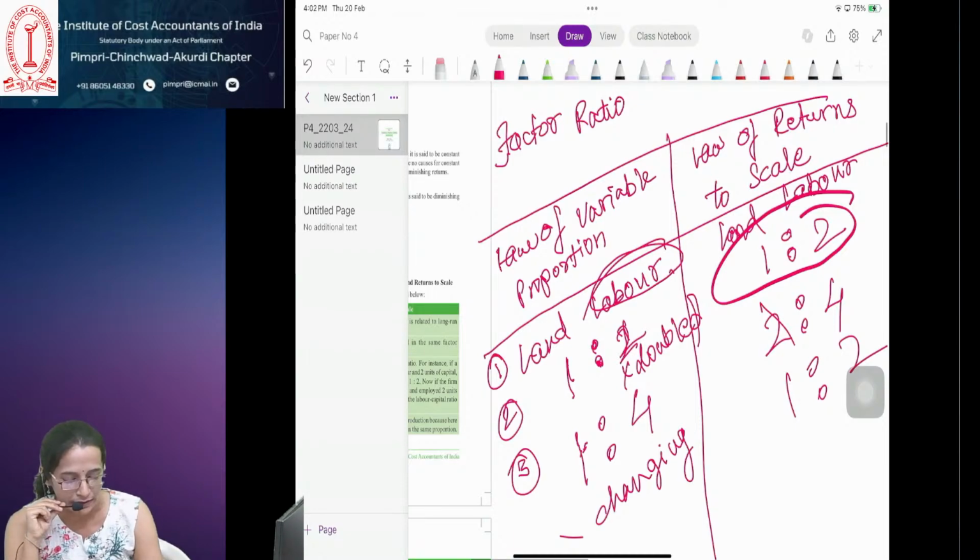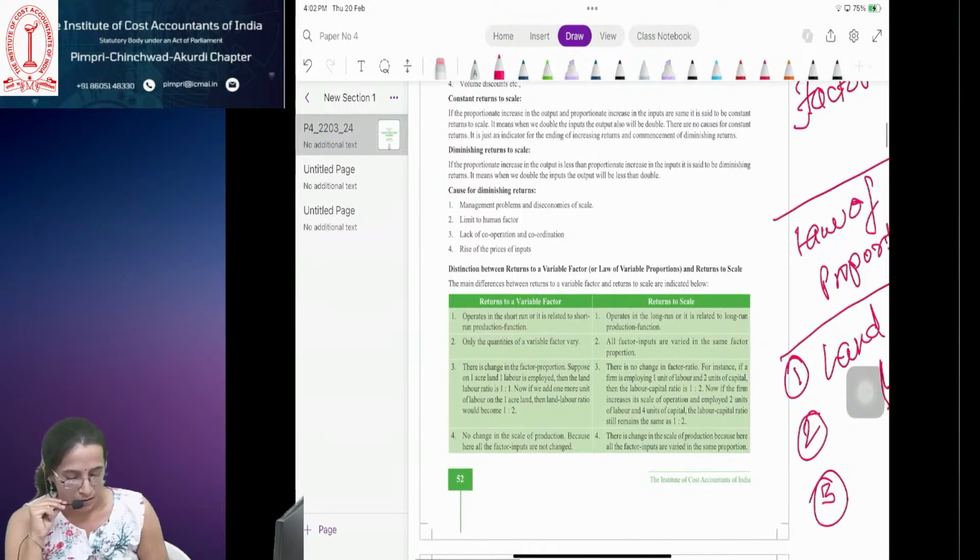Now we will read these differences. Distinction between returns to a variable factor and returns to scale. The main differences between returns to variable factor and returns to scale are indicated below.